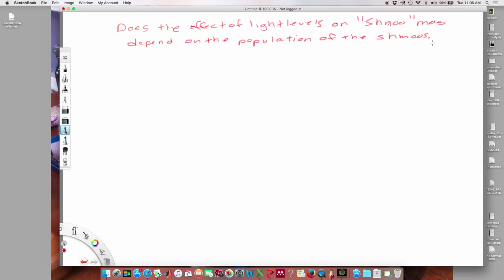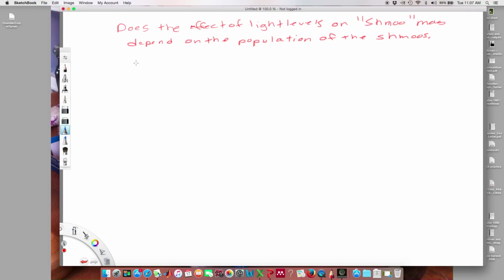So you should know that SHMUs are made up objects. They're not anything. But oftentimes we get held back by thinking about the types of animals or the types of plants or the types of data we can collect. Well, the shmoos aren't any type, they're just made up. So this shows you that we can use anything we want to answer questions. So my question is, does the effect of light levels on shmoo mass depend on the population of the shmoos?